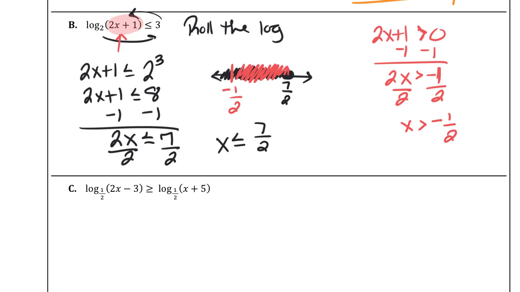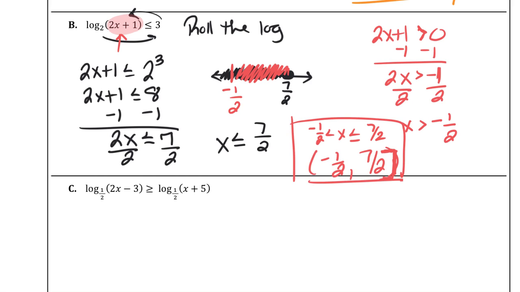everything's going to remain usable. And so my domains, I can choose any values for x that I want as long as they fall between negative 1/2 and 7/2. You can also write it negative 1/2 less than x, which is less than or equal to 7/2. And this should have been a bracket. Okay, so either one of these.